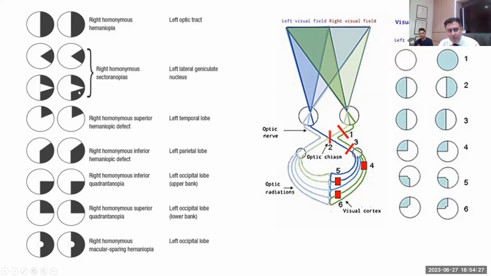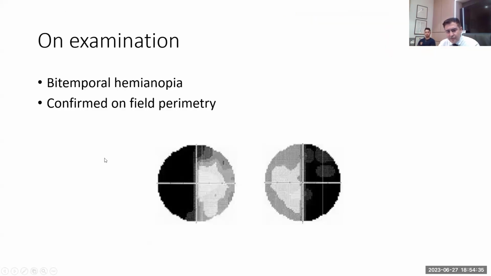And there are more subtle patterns of visual loss that you see in this diagram. But remember, with a pituitary tumor, that's the pattern of visual loss. The two temporal aspects of vision go. Often it starts from the upper aspect going down.